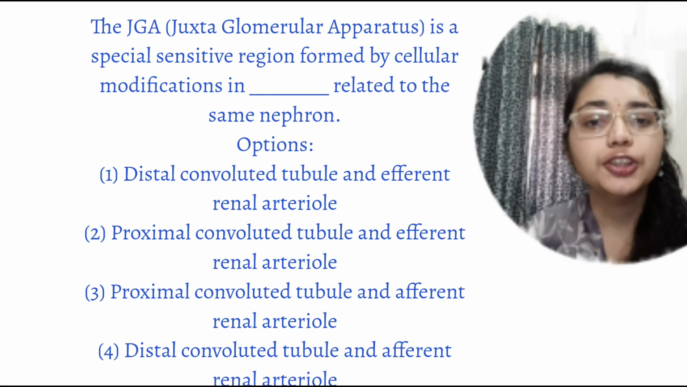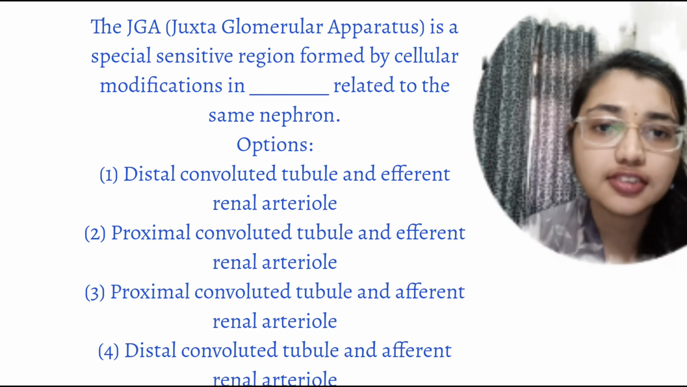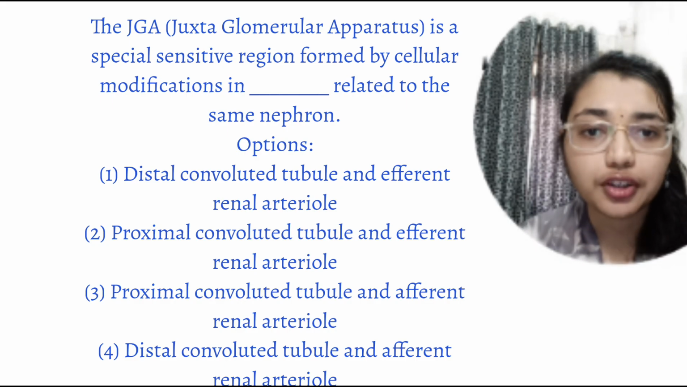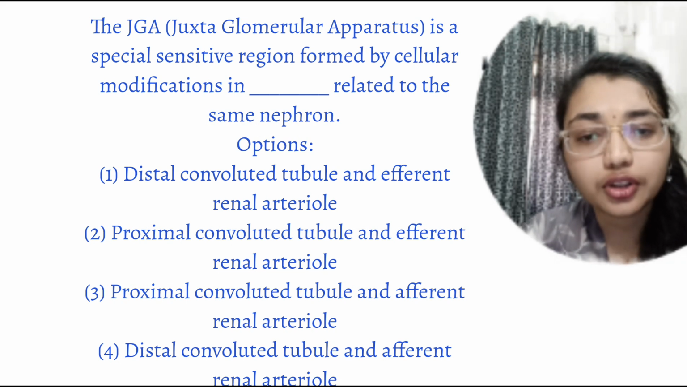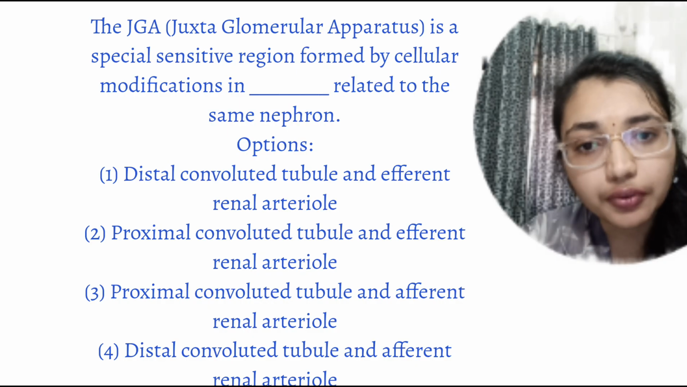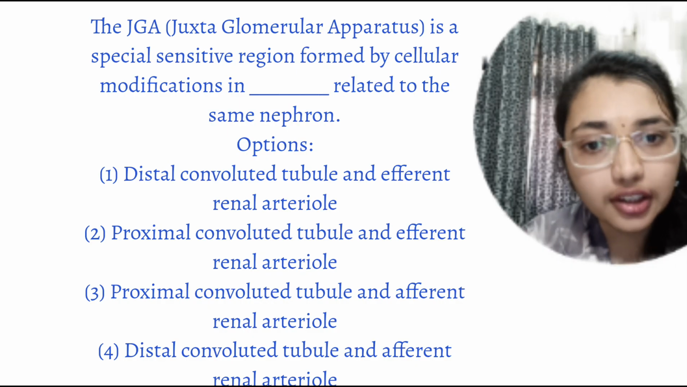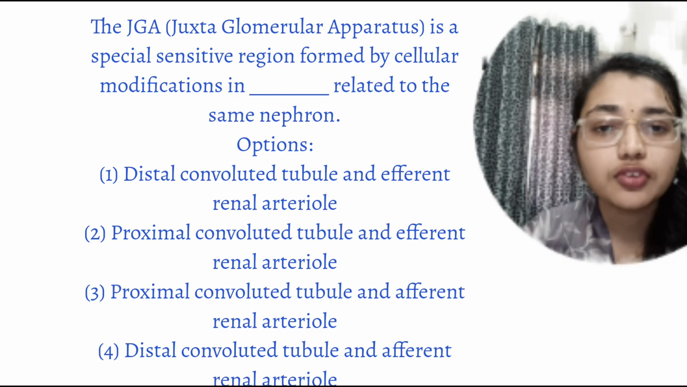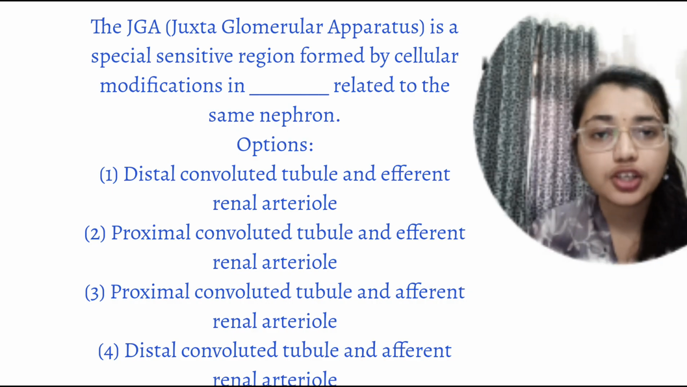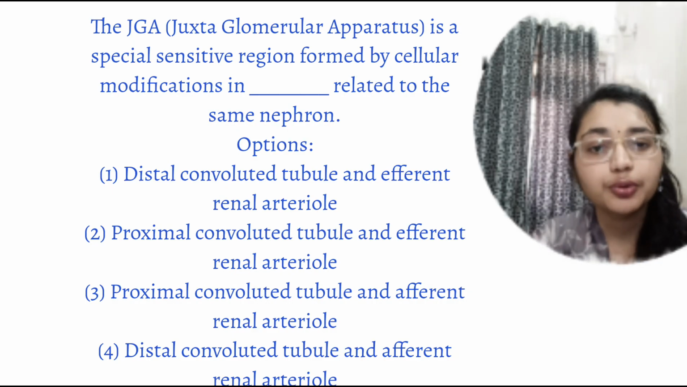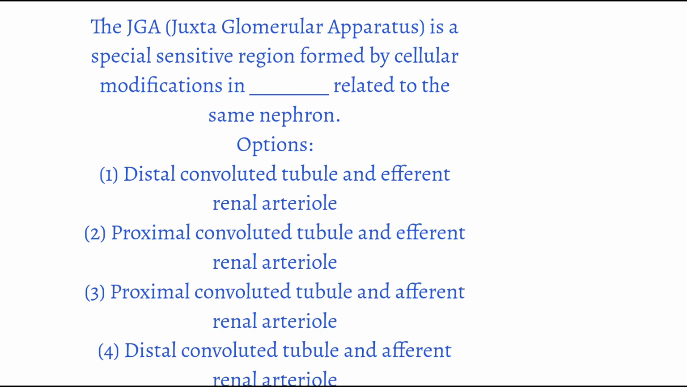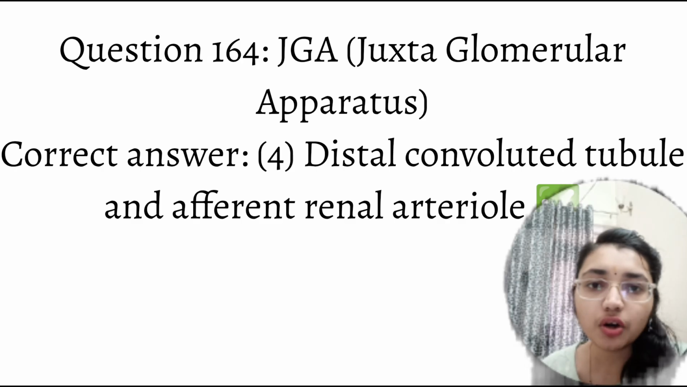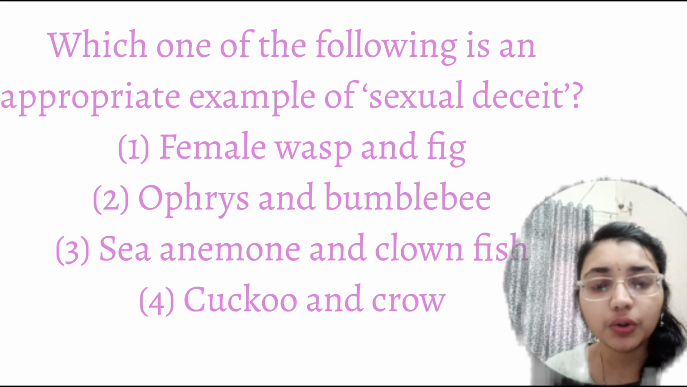The question is, juxtaglomerular apparatus is a specialized sensitive region formed by the cellular modification in dash related to the same nephron. So here we can see option 1, distal convoluted tubule and efferent renal arteriole. Option 2 is proximal convoluted tubule and efferent renal arteriole. Option 3 is proximal convoluted tubule and efferent renal arteriole. And option 4 is distal convoluted tubule and afferent renal arteriole. So moving on to the next question.